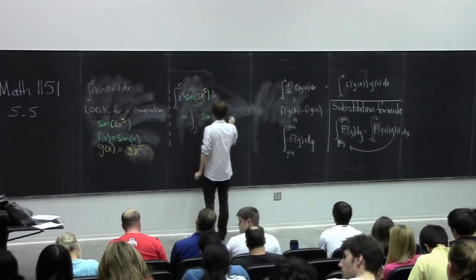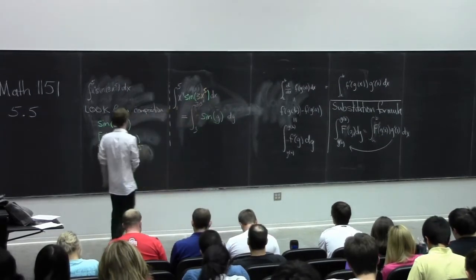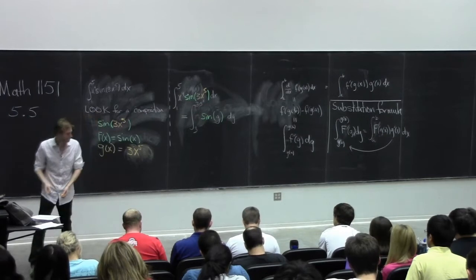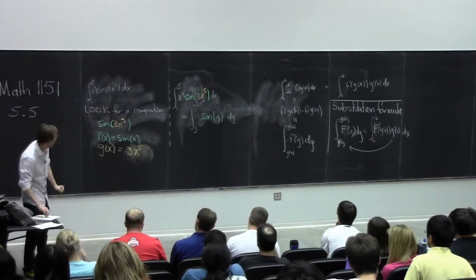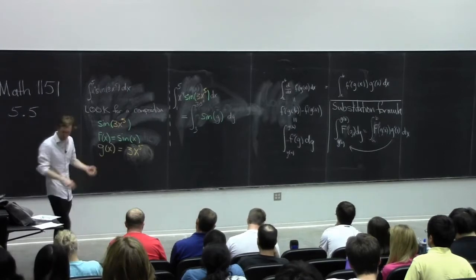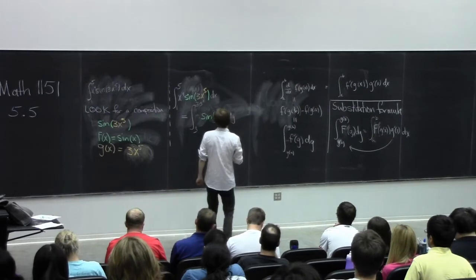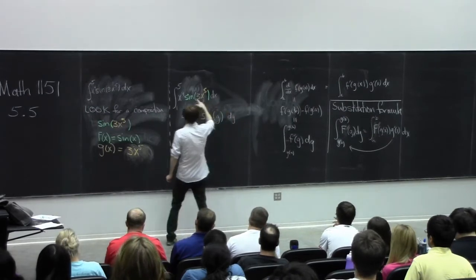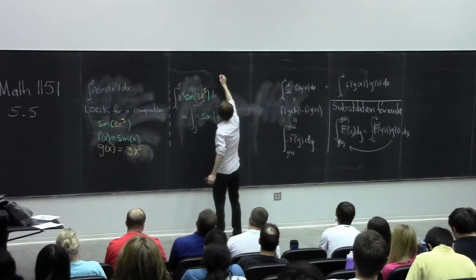Sine of g dg, there we go. It looks good. Now, we should take the derivative of... oh yeah, I'm supposed to multiply by the derivative here, aren't I? Where am I supposed to multiply by the derivative? What is the derivative of this thing, by the way? What is g prime?